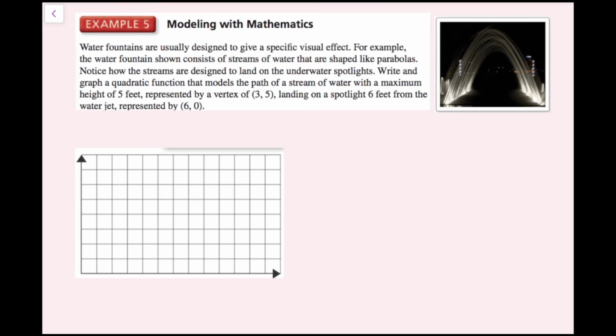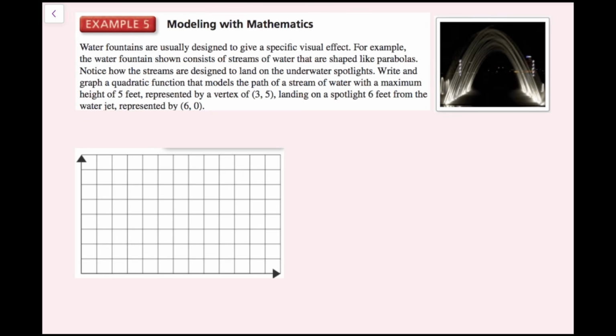For example 5, water fountains are usually designed to give a specific visual effect. For example, the water fountain shown consists of streams of water that are shaped like parabolas. Notice how the streams are designed to land on the underwater spotlights. Write and graph a quadratic function that models the path of the stream of water with a maximum height of 5 feet, represented by a vertex of 3, 5, landing on a spotlight 6 feet from the water jet, represented by 6, 0.